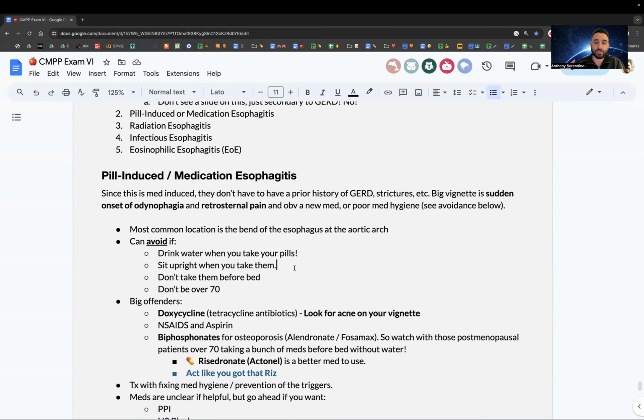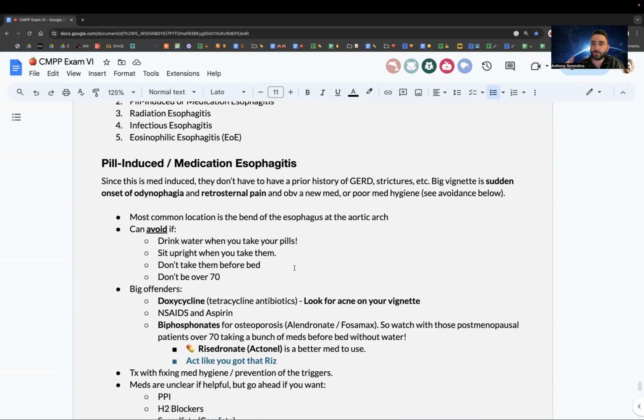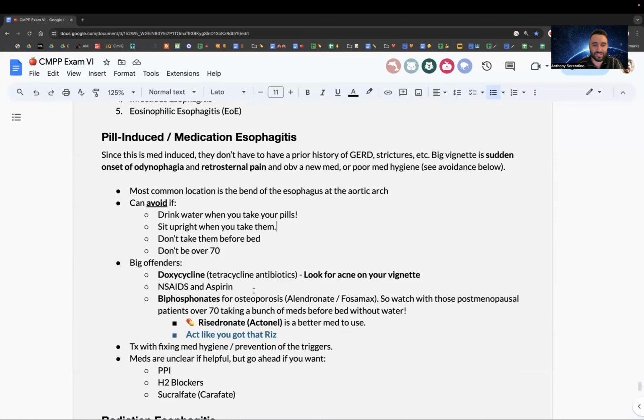But what's going to cause this? Well, if you don't drink water when you take your pills, if you don't sit upright when you take them, if you take them before bed, and if you're over 70. So those are the ways you can avoid it. Drink water with your pills, sit upright for a while after you take them, don't take them and then go to sleep, and don't be old. Those are the ways you're not going to get this, okay?